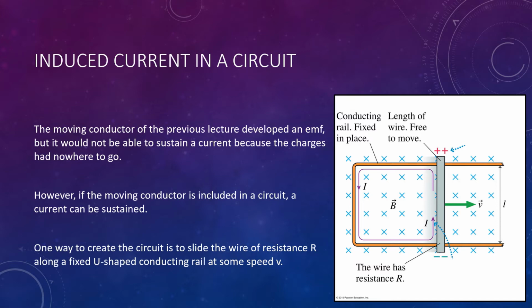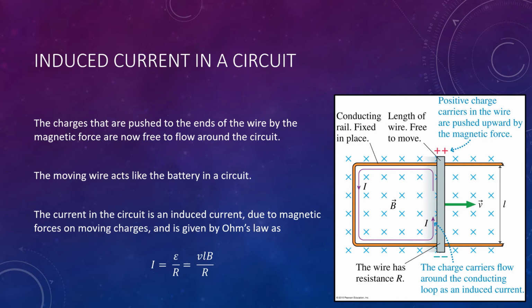So let's take a closer look at this and then mathematically start to describe a lot of what's going on in the background. So, looking at the same image, the charges that are separating in the conductor due to the motion of the conductor in the magnetic field, remember we saw that the positive charges get pushed to the top, negative charges are left at the bottom. Well, as the positive charges are being pushed upward, they now have a free path to flow around as current. And so you're getting a current flowing, in this case, in a counterclockwise direction through this portion of the circuit.